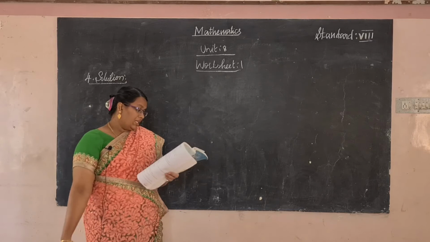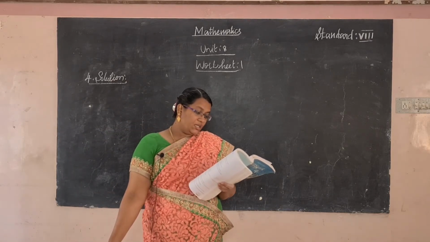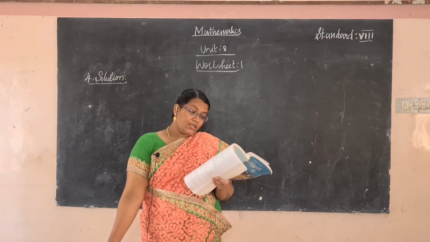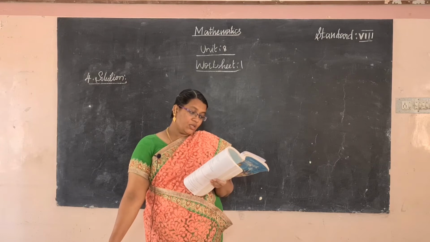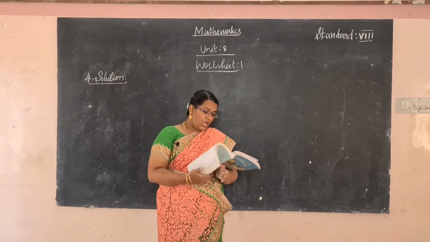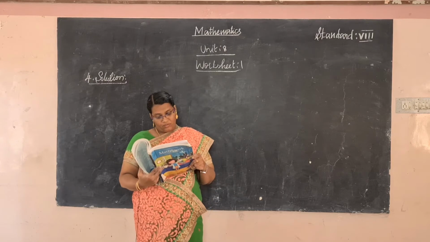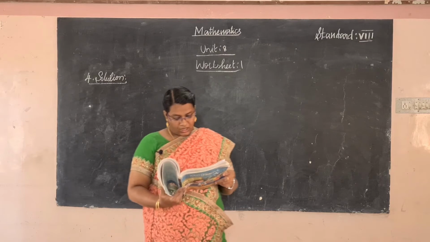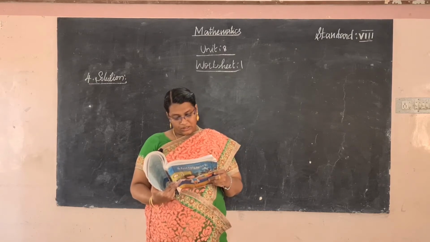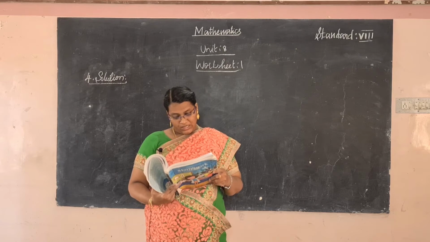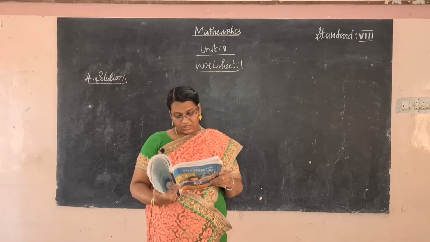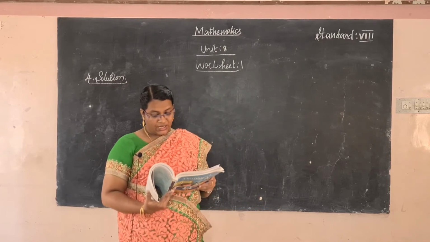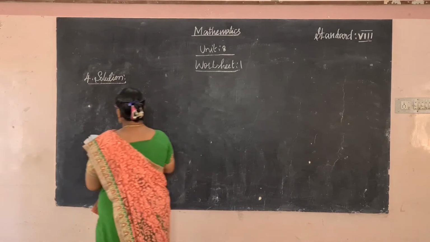Calculate the amount and simple interest when the principal is rupees 12,500 for 73 days at 5% per annum. So we have to calculate the simple interest and the amount for 73 days. So write the given data.